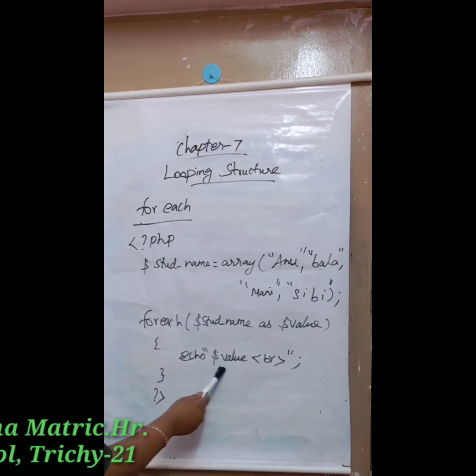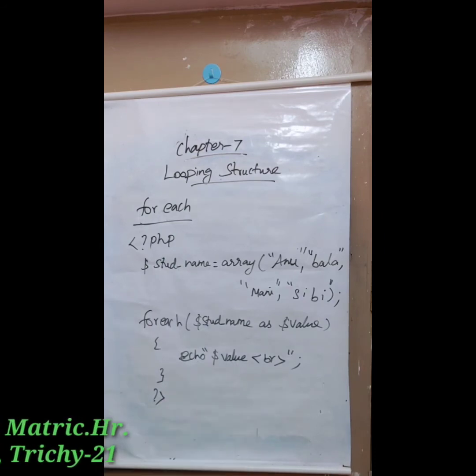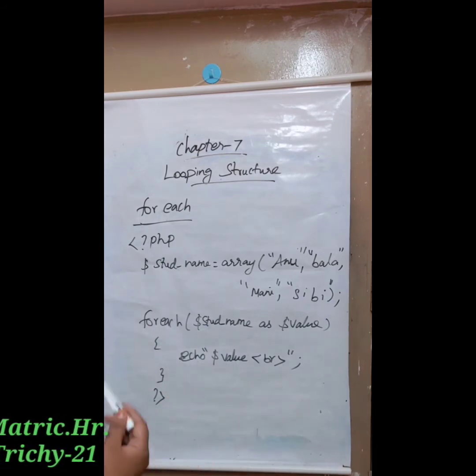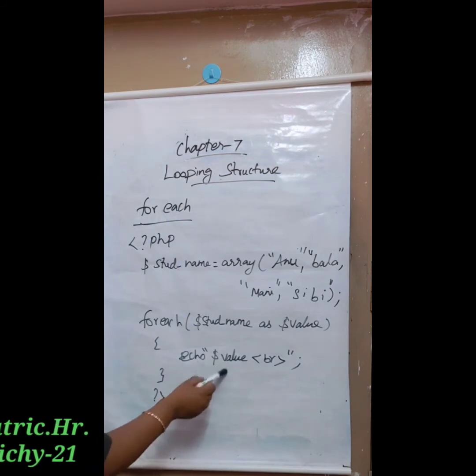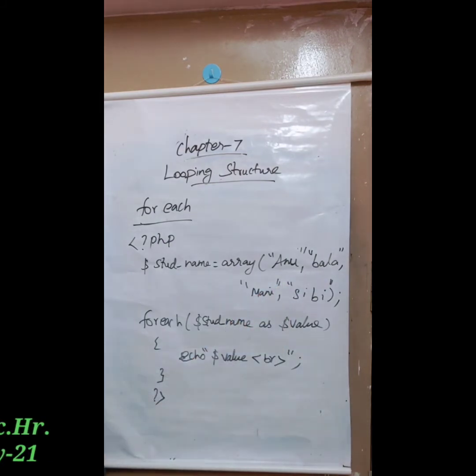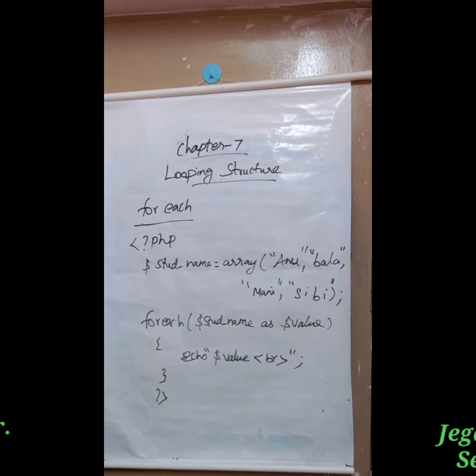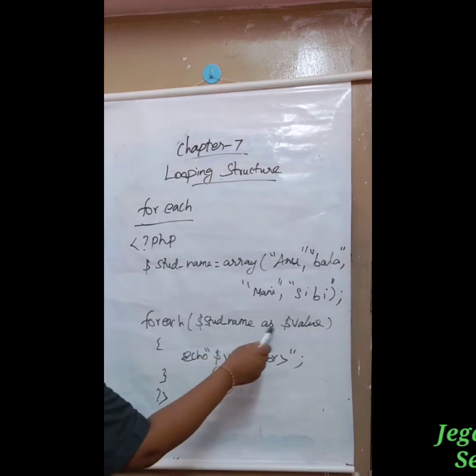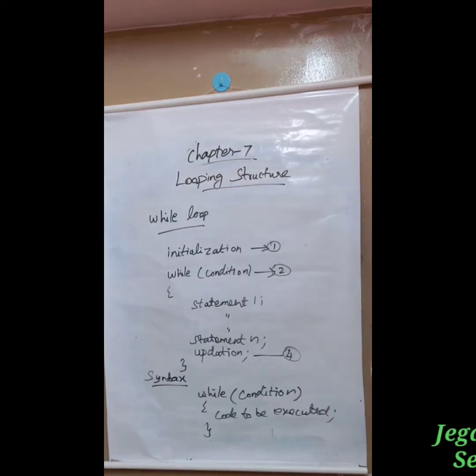So echo value, and then here we use a break statement. So it prints the names one by one. The first value is Anu, and then next line it prints Bala, next line Mani, next Sibi. So here foreach means we used the array concept, array as value.